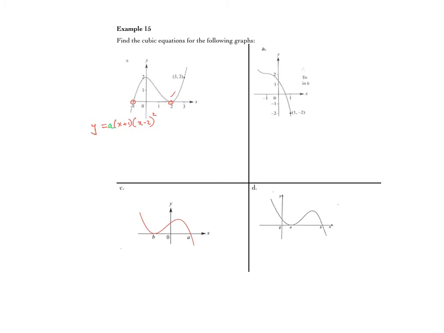So we need to put an a at the front just to help work out a dilation or any reflections. To work that out, we use the other bit of information there, the point (3, 2). So x, y. I know that 2 is equal to a times the x value, 3 plus 1, times 3 minus 2 squared. 2 is equal to a times 4 times 1. So a is equal to a half. So our equation, y is equal to a half of x plus 1, x minus 2 squared.